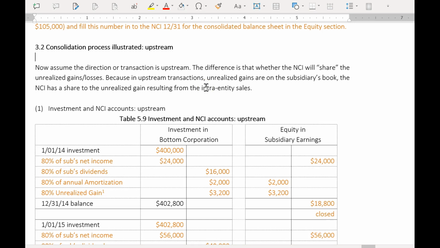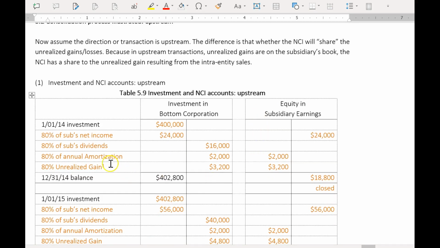In an upstream case, it is the subsidiary selling to the parent. So the subsidiary's net income actually contains the unrealized gain, which means the subsidiary, the seller, recognizes some gross profit because it sells the inventory to the parent. However, some of those are not realized, which will be contained in the subsidiary's net income. Because NCI has an interest in the subsidiary's net income, but no interest in the parent's net income, if it's an upstream case, all the unrealized gain and realized gain will be shared by the NCI.